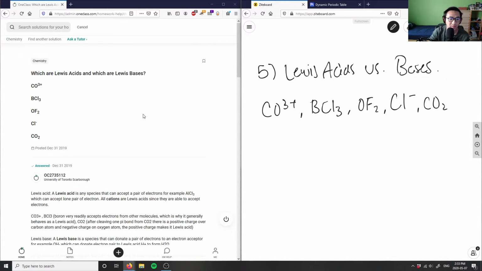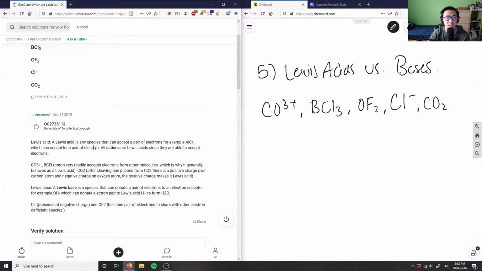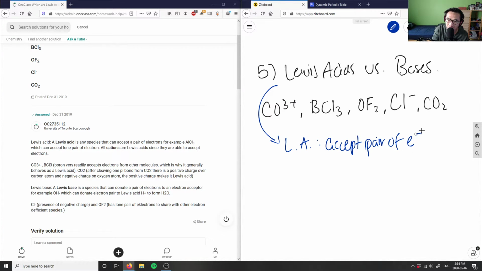So I like this solution here because it's giving us a definition, right? It says a Lewis acid here is any species that can accept a pair of electrons. Again, if you think of an acid, it's accepting electrons, right? If you recall from Bronsted-Lowry theory, we're accepting a hydrogen. A Lewis acid is much more broad, as we're saying that it's accepting a pair of electrons here. So basically, a Lewis acid, or LA, can accept a pair of electrons, E minus.